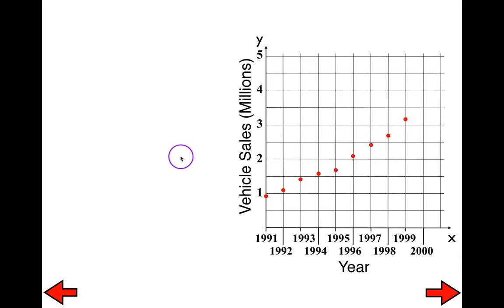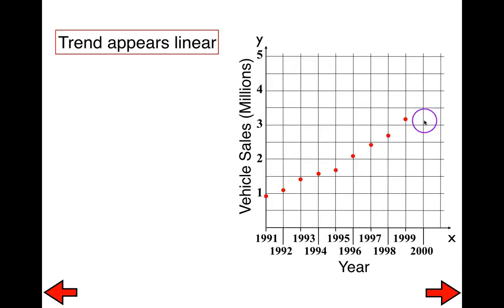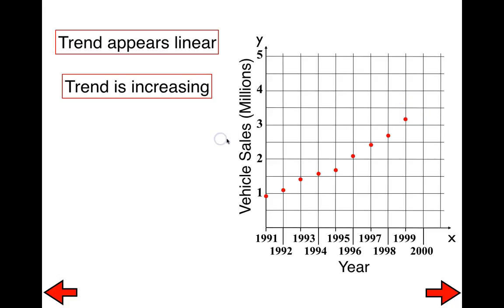Okay, so now taking a look at this scatter plot, I can see that the trend appears to be linear. When I say linear, it means it takes the shape of a straight line. Is it exactly straight? No, but I can describe it as linear because I can see that it has the trend of going in a certain direction. I can also see that the trend is increasing. Why? Because from left to right, I see it going up. So you can think of an uphill line.